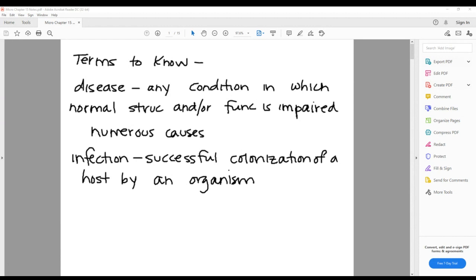So a disease is any condition where the normal structure and function of the body is impaired. Diseases can be infectious or non-infectious. Some examples of non-infectious diseases would be things like diabetes or heart disease, lupus, rheumatoid arthritis, things like that, okay? And when we talk about infections, infections are when we have colonization of a host by an organism. And infectious diseases, of course, are when that infection leads to impairment of the structure and function of the body.